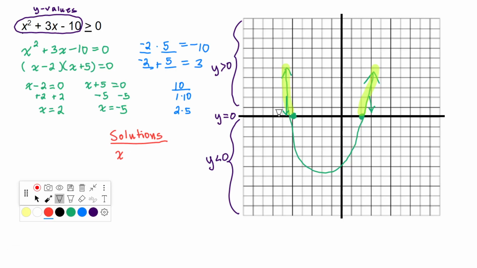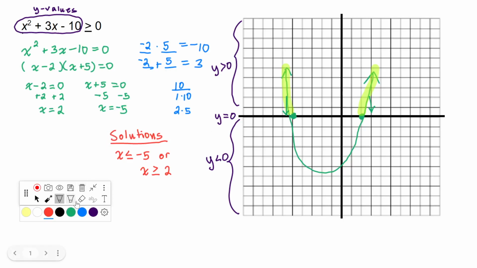x has to be less than or equal to -5, or x has to be greater than or equal to 2. Because when the x values are less than -5, this is going to continue to go outward and up. When the x values are greater than 2 on this side, it's going to continue to go up and outward as well. So that's the region of our graph that we were looking for.